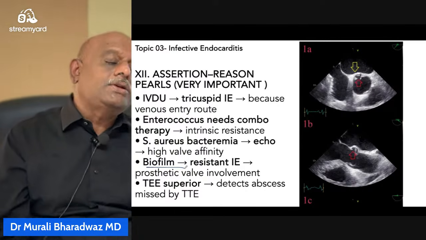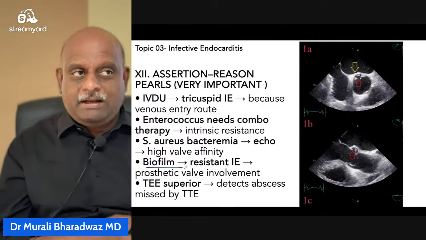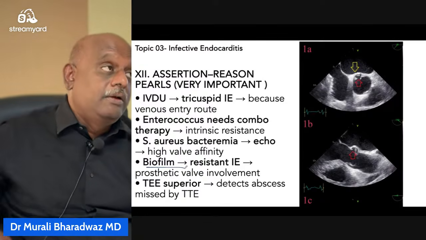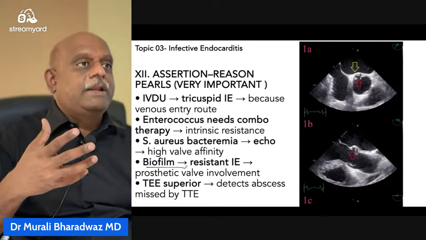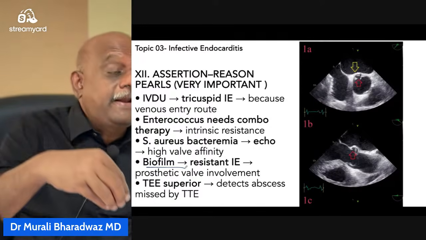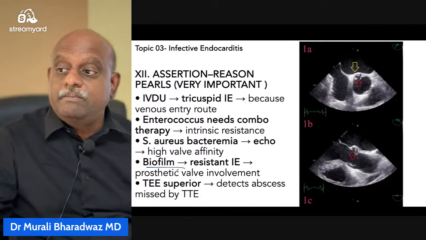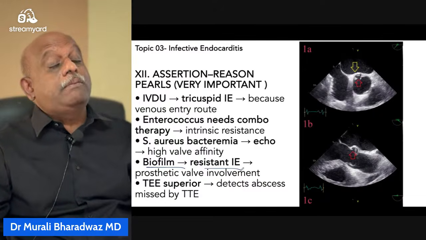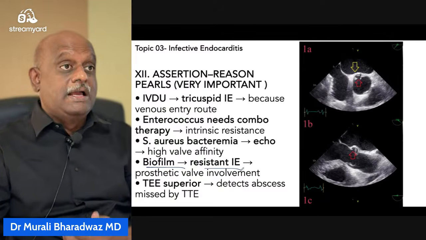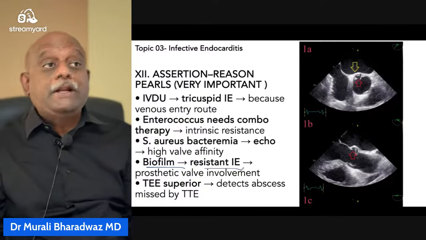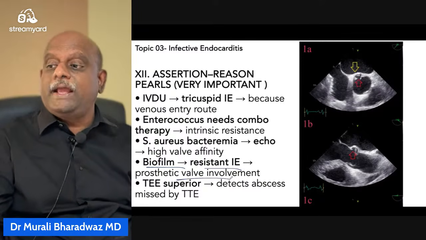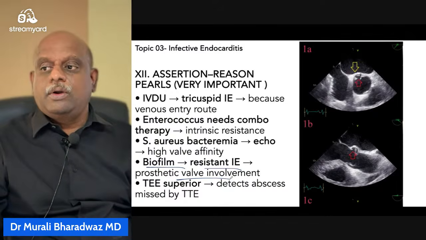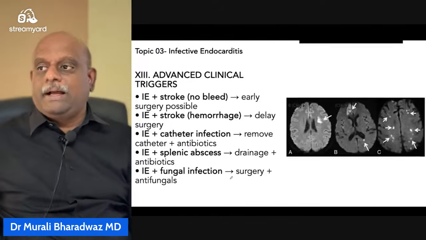Now, very important is, whenever you put a prosthetic valve, infective endocarditis there is typically from biofilm. Antibiotics cannot penetrate to kill them. That's the reason resistant infective endocarditis can occur, because of the biofilm-forming organisms that prevent antibiotic penetration, called prosthetic valve infective endocarditis, is what you need to remember.